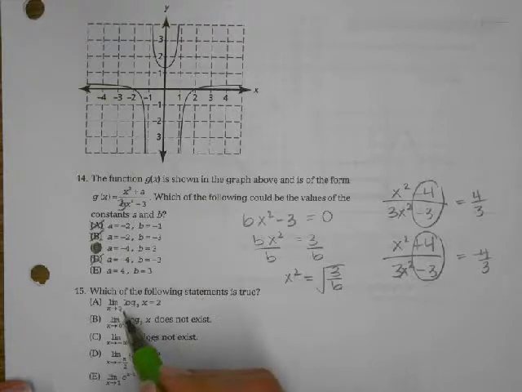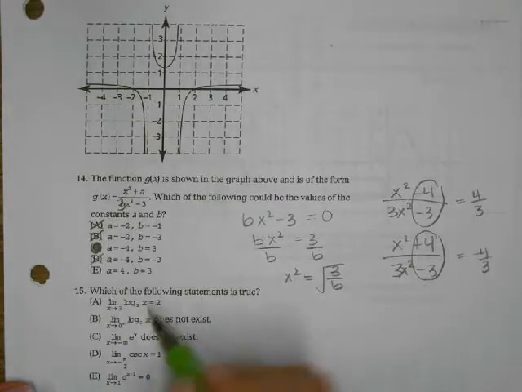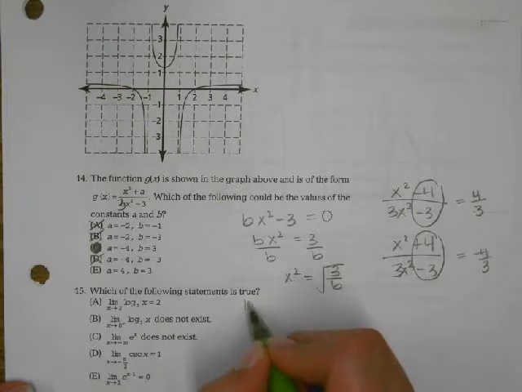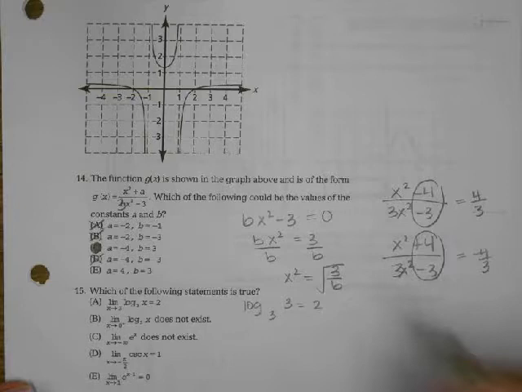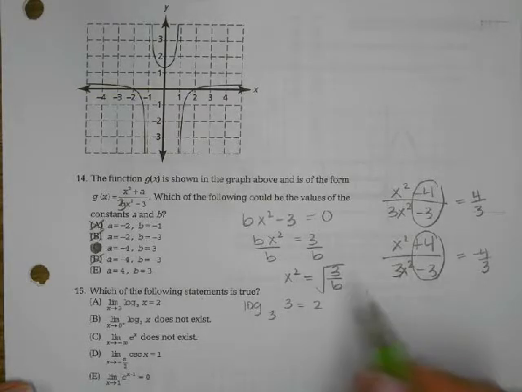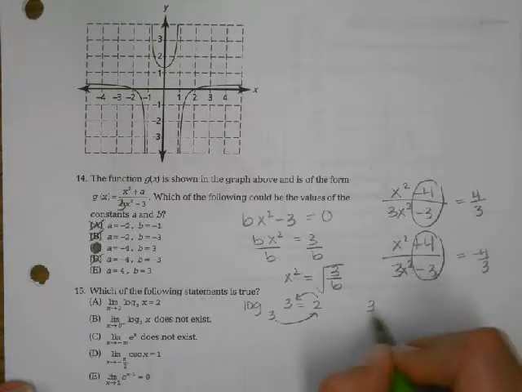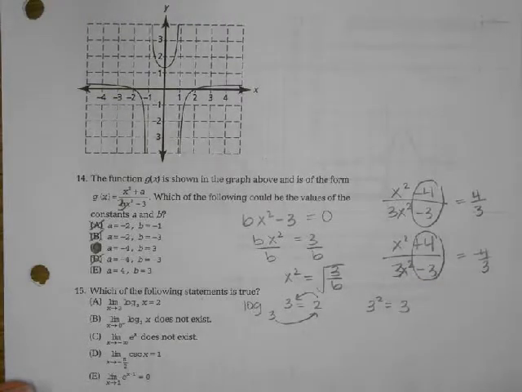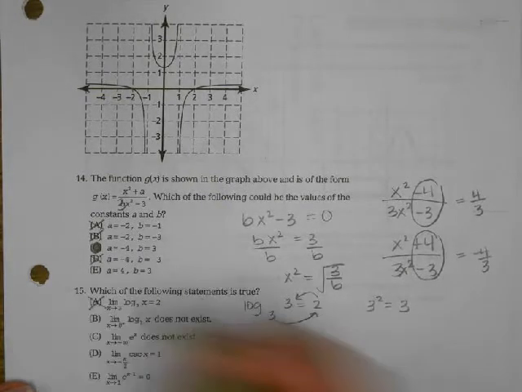Remember, if we're thinking about the limit of something, direct substitution is always the way to go. So I'm going to look over here for A and see if this is true or false. I'm just going to do direct substitution. So if I think about log form, this means that 3 to the second power equals 3. And that is not true. 3 to the second power equals 9, so that's false. So it's not A.